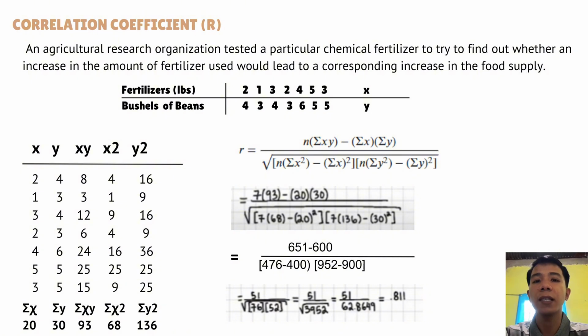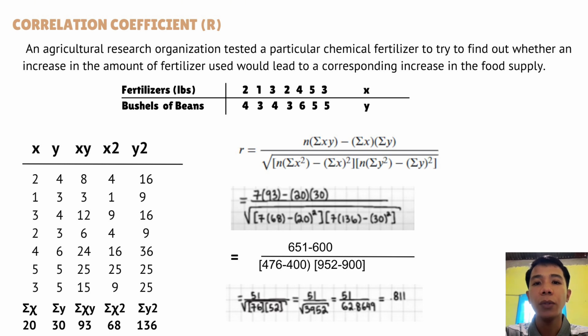So the next step will be 651 take away 600, and that's going to give you 51, divided by 476 take away 400, and that's going to give you 76. Once again, don't forget the bracket, and 952 take away 900, that's going to give you 52. Now close the bracket, and don't forget the square root. 76 times 52 is going to give you 3,952, and don't forget again the square root. Then again, 51 divided by the square root of 3,952, and that's going to be 62.8649.